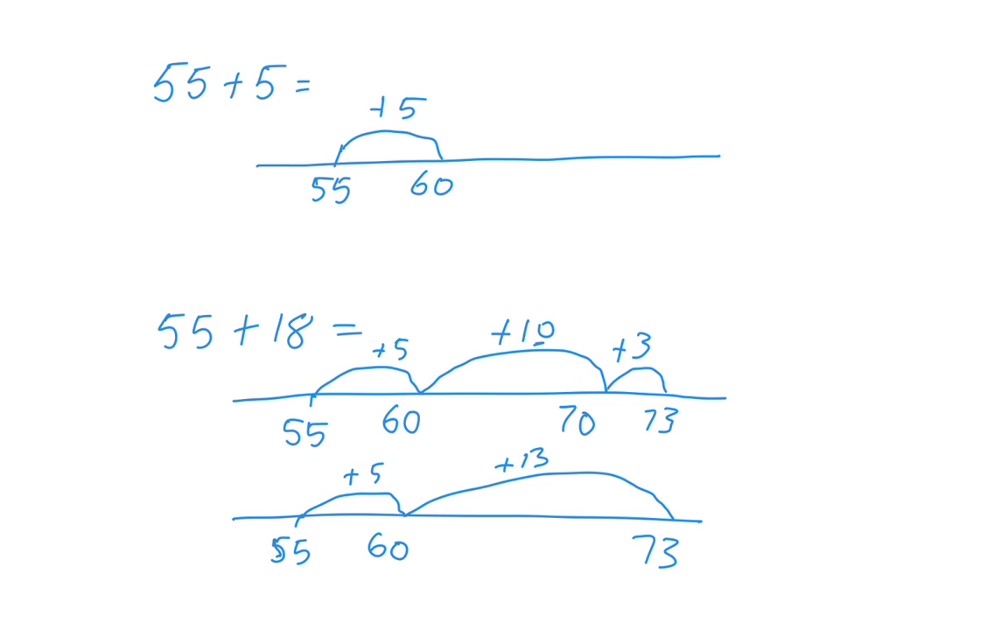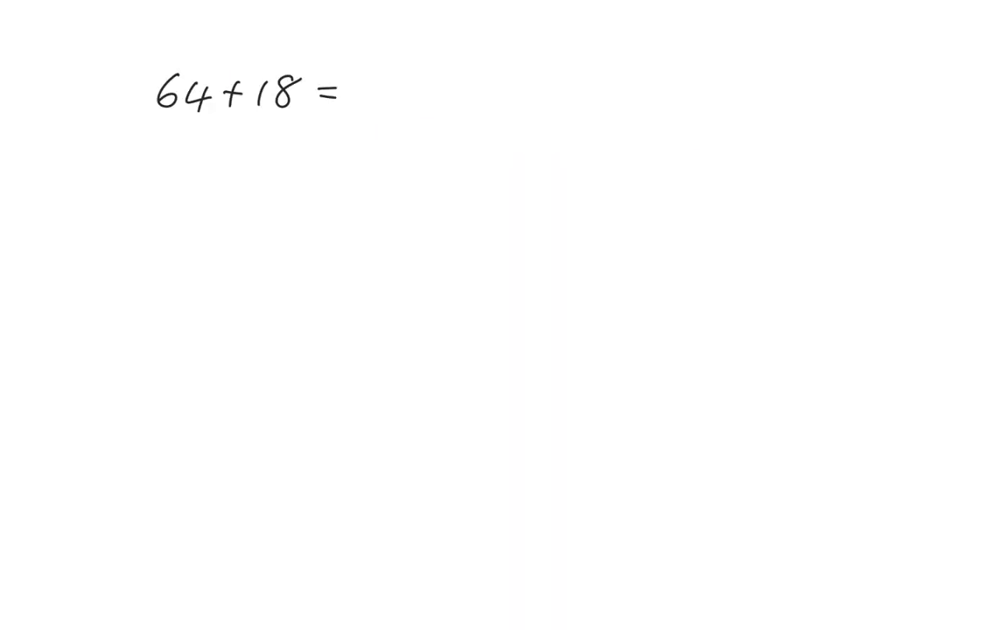Over time, you're hoping, encouraging and nudging them towards making bigger jumps. But initially, you're going to see students doing smaller jumps. The final problem in the string often doesn't have a helper problem. So this is an ideal situation where you can ask the students what would be a really good helper problem for 64 plus 18.